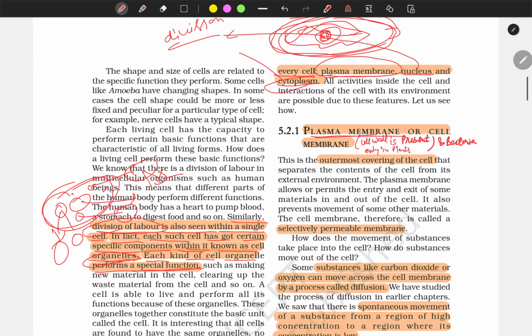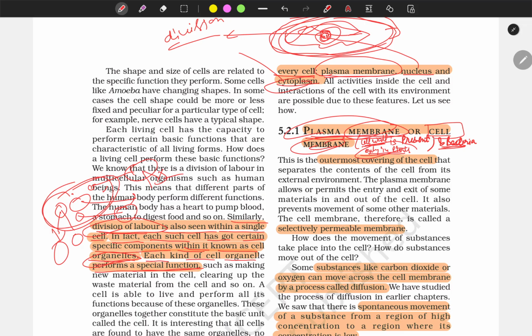Now, what is a cell membrane or plasma membrane? It's different from a cell wall. Cell wall is a different thing, and cell membrane is a different thing. The cell wall is only present in plants and bacteria. It is a hard thing, and the membrane has a different function. Let's discuss the function of this membrane.